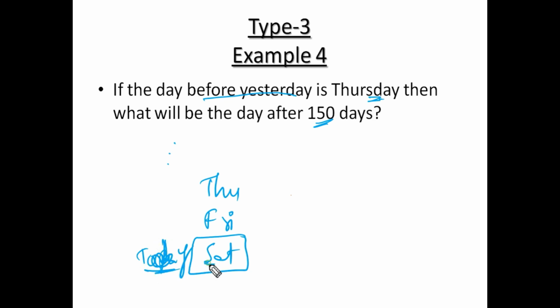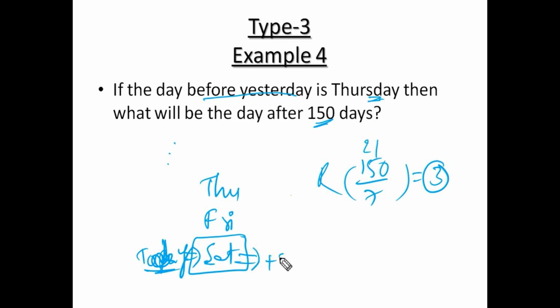So today is Saturday. The day after 150 days. So 150 when divided by 7, what is the remainder? 7 2s are 14, remainder 10, 7 1s are 7, remainder 3. Finally, 3 odd days are there. So add 3 days to Saturday. Saturday plus 3 is Sunday, Monday, Tuesday. So this is Tuesday.